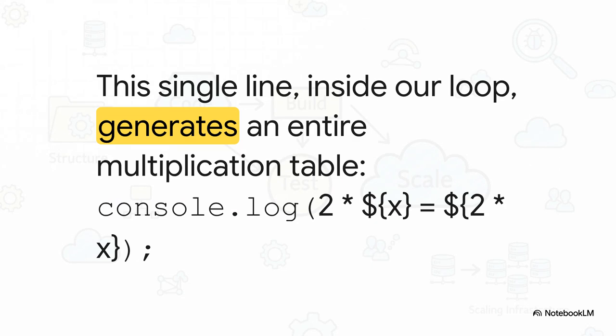Okay, let's actually see this thing in action. With just one single line of code inside our loop, we can generate an entire multiplication table. As that loop runs from 1 to 10, the value of x changes every single time, and the computer just does all the math for us. That right there, that is the power of automation.